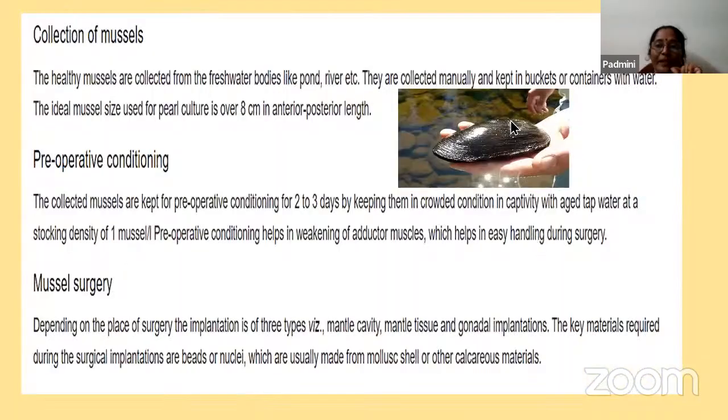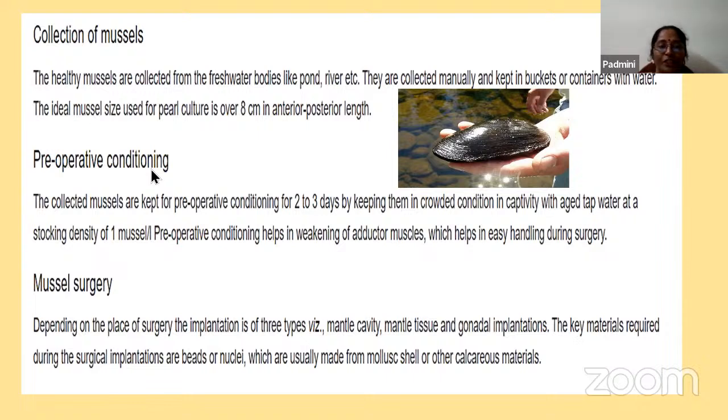An expert has to be there to collect these particular mussels, because other mussels are of no use to produce these pearls. The ideal size is 8 centimeters, anterior to posterior. So that is the anterior to posterior; you're going to have 8 centimeters. A medium size is very important, because the larger ones are already aged, and when you do this operation, they're going to die in the process. So the best one is a young one, possibly at 8 centimeters.